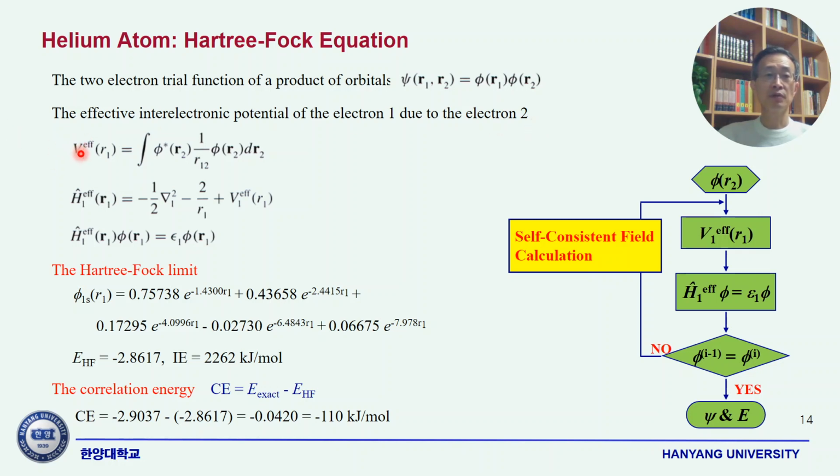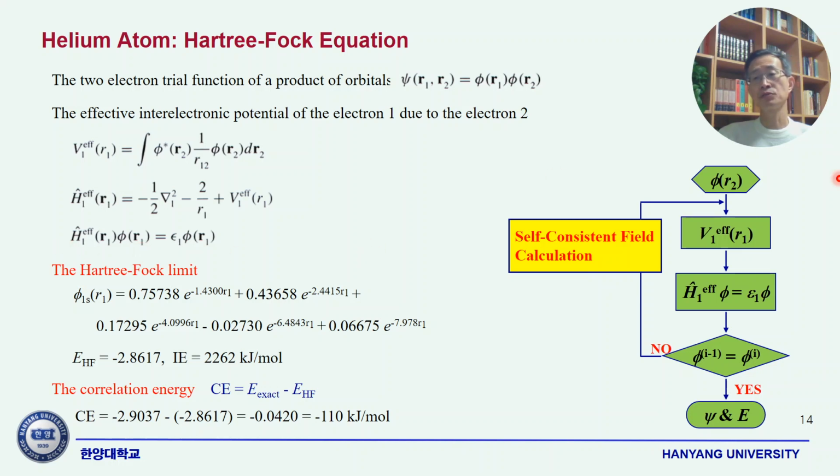V1, the effective potential energy of electron 1 due to r2, you just integrate with the known function: integral of phi star of r2, known, times 1 over r12, times phi of r2, the known function, dr2, of course. And once you know this, the effective Hamiltonian for electron 1 is the kinetic energy part and the potential energy part, hydrogen-like atom, plus this effective potential. And then you can determine the wave function phi of r1.